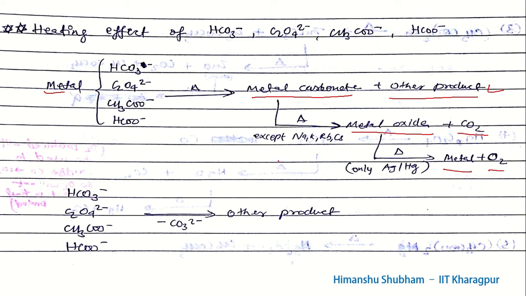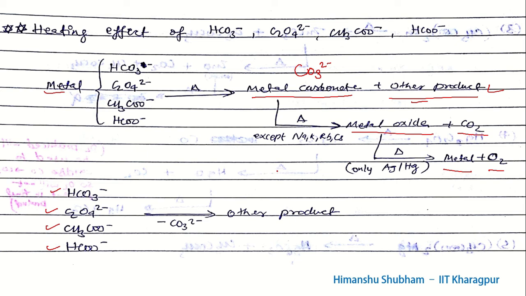Now I was talking about the other product, so let us look at what the other product would be in each case, that is, in bicarbonates, oxalates, acetates and formates. In the case of HCO3 minus, upon heating the metal bicarbonates, oxalates, acetates and formates, we will get a metal carbonate. That means we get CO3 2 minus.